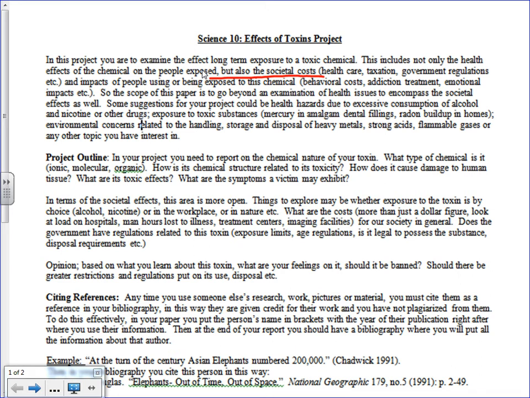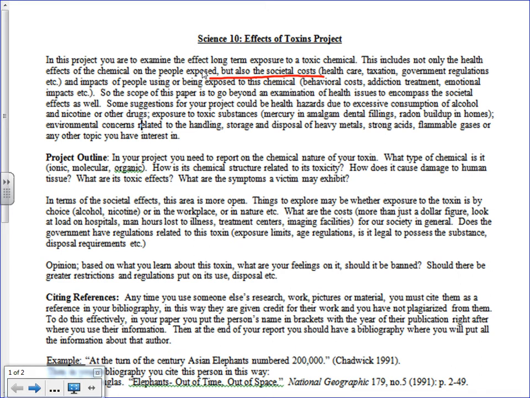It could be things like, if the toxin you're doing is a drug of some kind, and it affects people's behavior and it's illegal, they may end up committing crimes that affect you. They may end up in jail. Who pays for that?